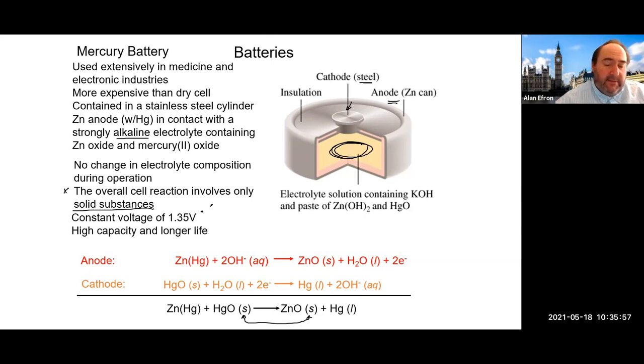This one has a little bit lower of a voltage, which is 1.35 volts. But again, we see the same oxidation occurring there. And then obviously here we have our mercury going from +2 to 0. And again, the main part here is having that solid being produced, really critical in terms of allowing it to be a very long lasting battery.